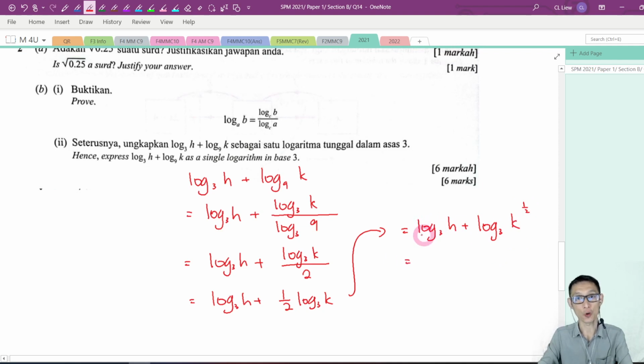Now I can combine them together. So this is plus, it means times. K power 1 over 2. Okay, so this is the answer for part B2.